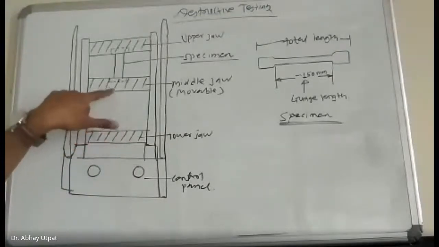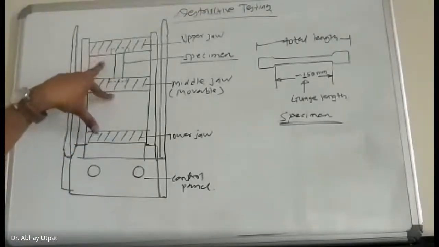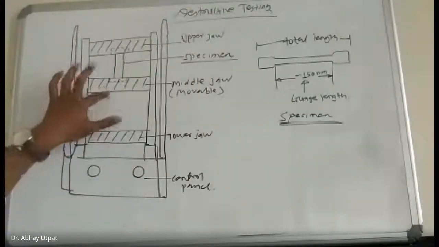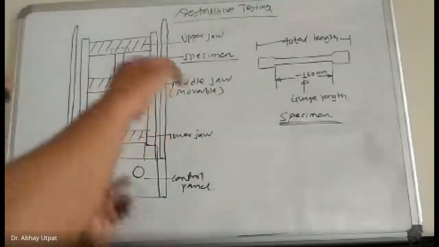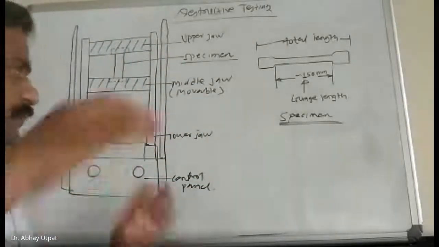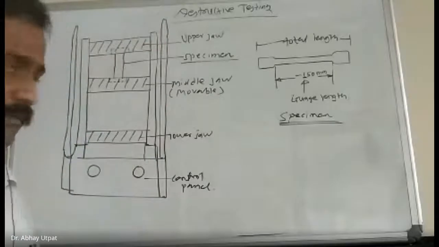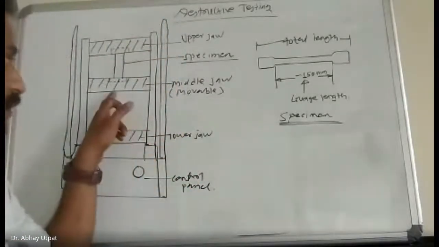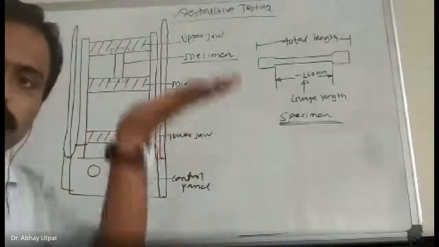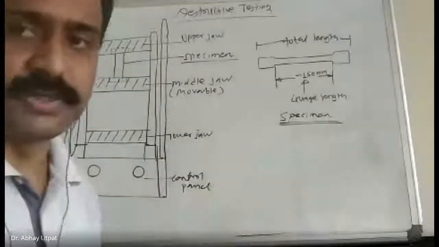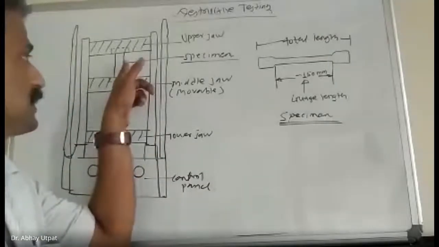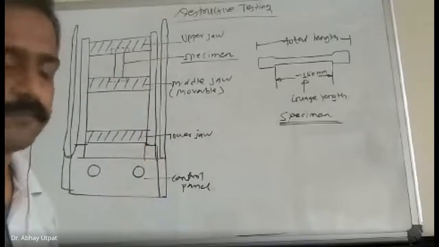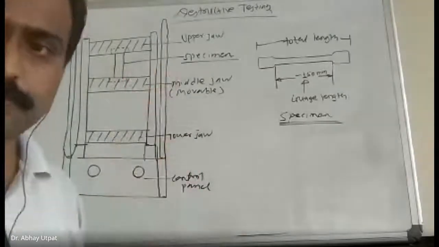Now, this is one jaw. These 2 are another. So first, upper, lower, and middle. There is no relative motion between first and third. First and third are connected to each other. And middle jaw can move up and down for adjustment. Your specimen will fit in middle jaw and upper jaw. How? Depends upon your length.